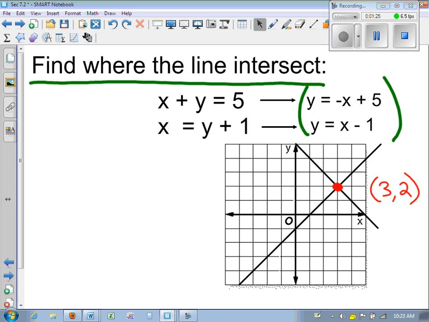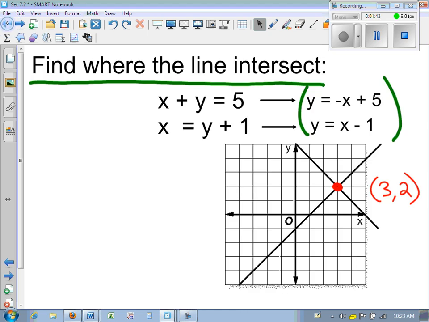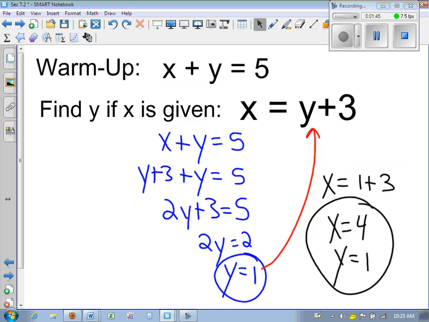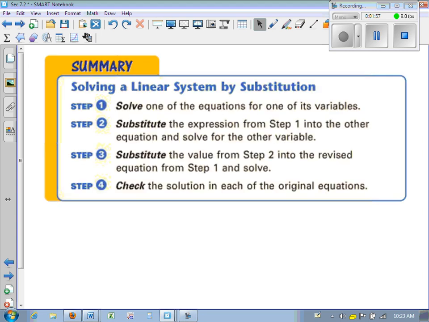We're going to find a way where we can find where the lines are intersecting without having to do the graph. Use some more algebra. So let's say we wanted to find where these intersect: x plus y equals 5, x equals y plus 3. Well, if I go back, we did this problem already, 4, 1. So I could say this problem is 4, 1. Okay. We're not going to graph that. So as we do these, here's our steps. That's what we already did. Here's our steps. If you look at your notes now, here's our steps.